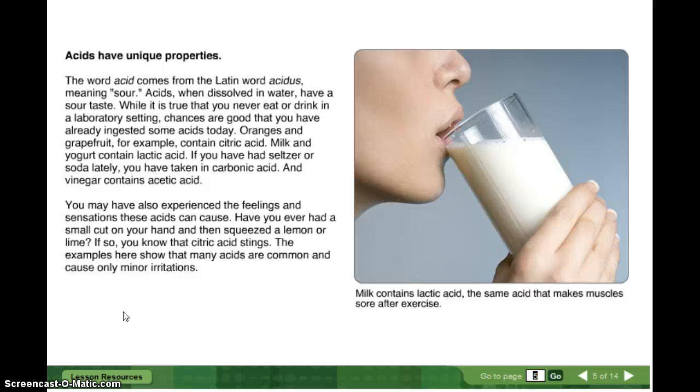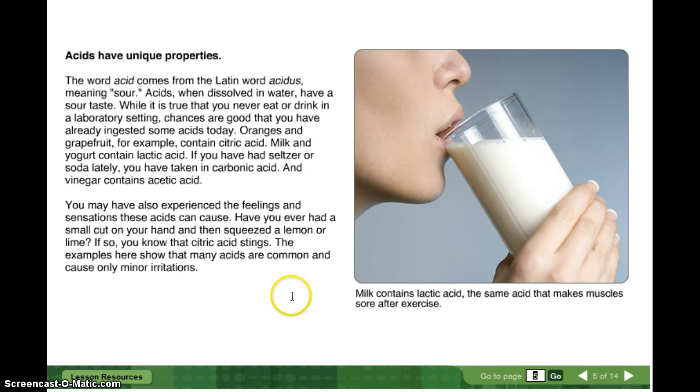You may have also experienced the feelings and sensations these acids can cause. Have you ever had a small cut on your hand and then squeezed a lemon or lime? If so, you know that citric acid stings. The examples here show that many acids are common and cause only minor irritations.